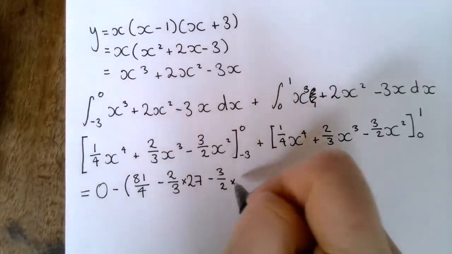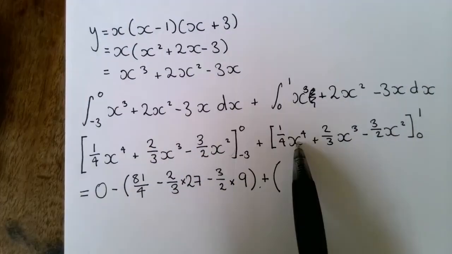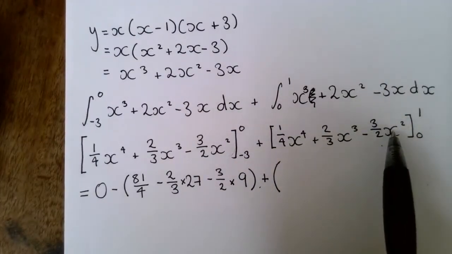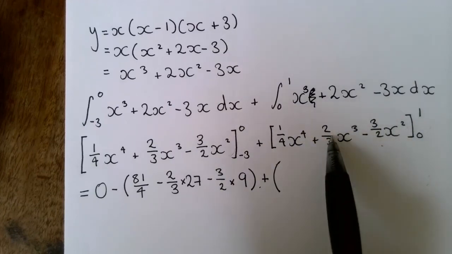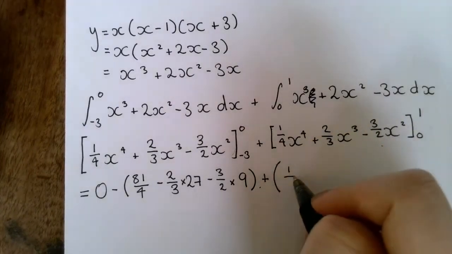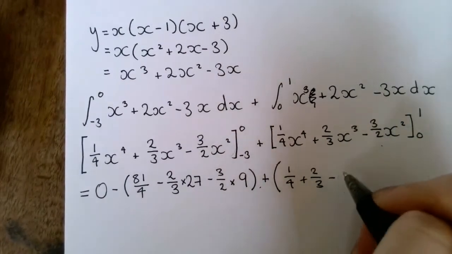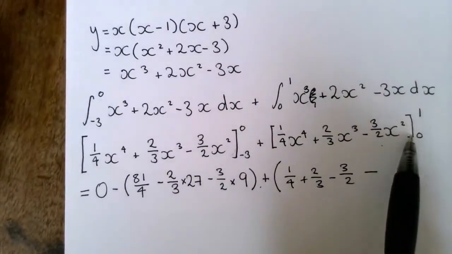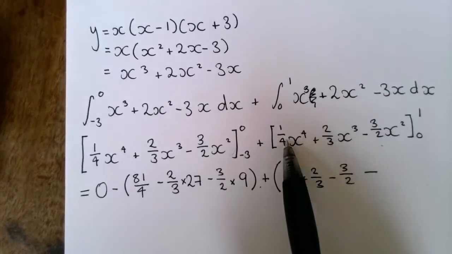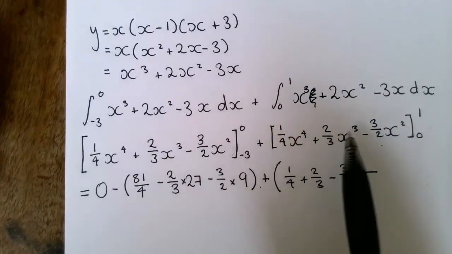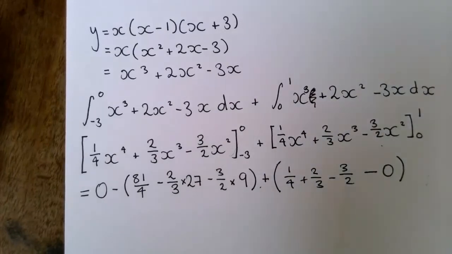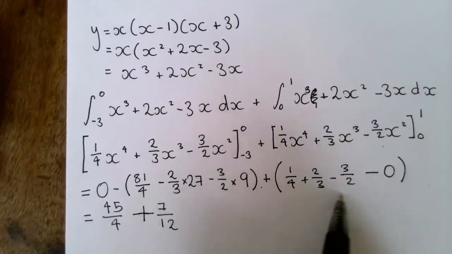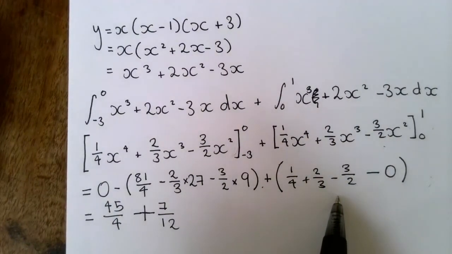Then for this part of the integration, we're going to first of all substitute in x equals 1. Now when x equals 1, each of these terms just becomes a coefficient. So we've got 1/4 plus 2/3, subtract 3/2, and then I'm going to subtract this expression when x equals 0. Now when I substitute x equals 0 into each of these terms, that just becomes 0. So putting this bracket here into my calculator, that is 45/4. If I put this bracket into my calculator, that is equal to negative 7/12.